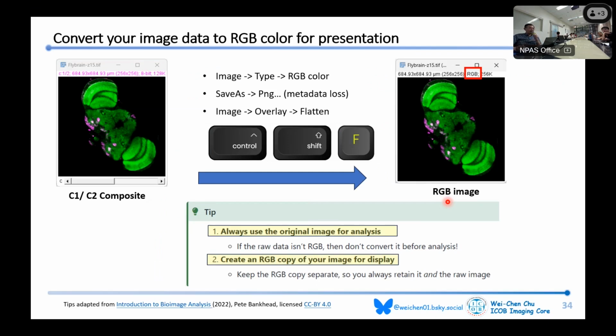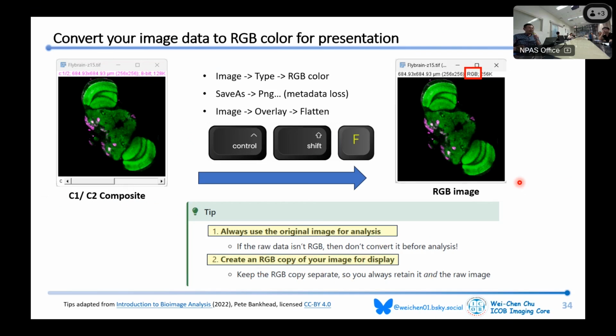And sometimes we need to convert the raw data into RGB format, because RGB format is good for presentation. For example, if I want to put a figure on PowerPoint or in our publication, it needs to be RGB format. So analyze using the raw image format, but for publication or presentation, use RGB format.